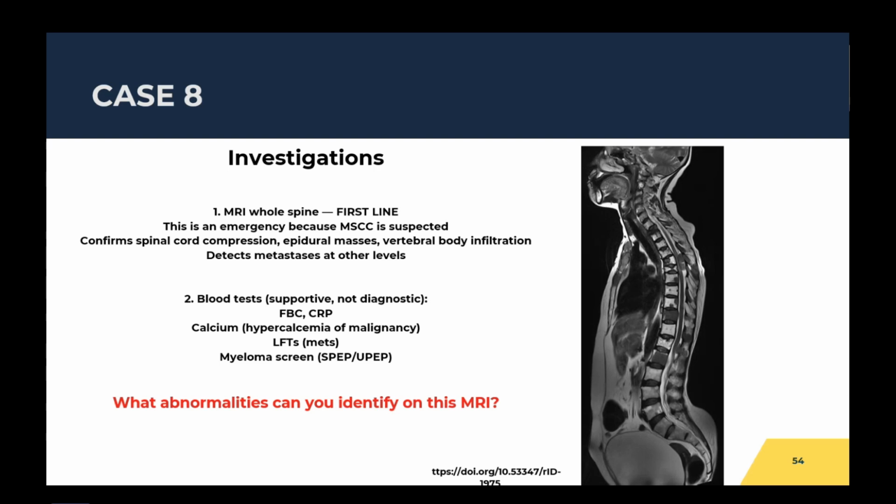And this is so you can confirm the spinal cord compression and detect if there are any masses that you can see. In terms of supportive tests as well, blood tests, you'd want to do your basics, FBC, CRP. You'd want to do calcium, so you can get hypercalcemia within metastatic cord compression or just malignancy in general. You'd want to do LFTs as well and a myeloma screen.